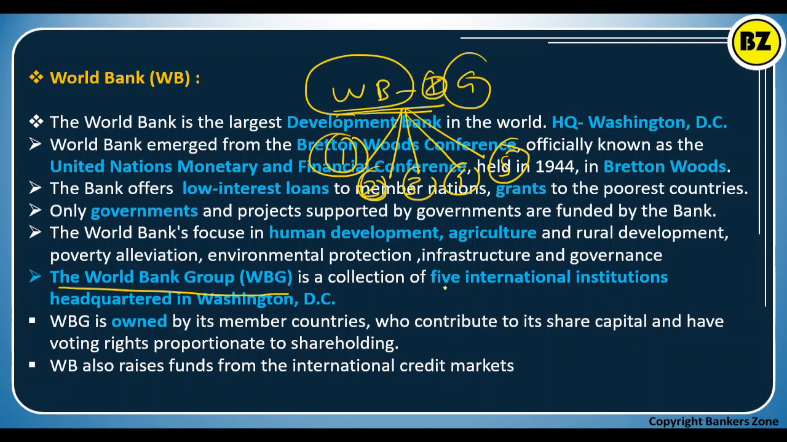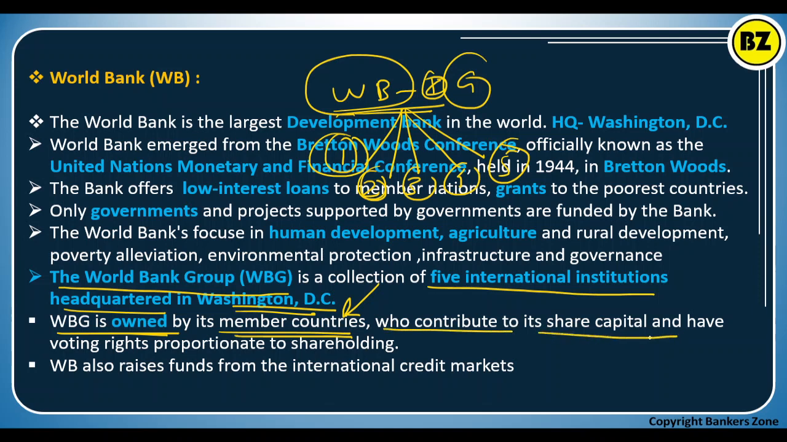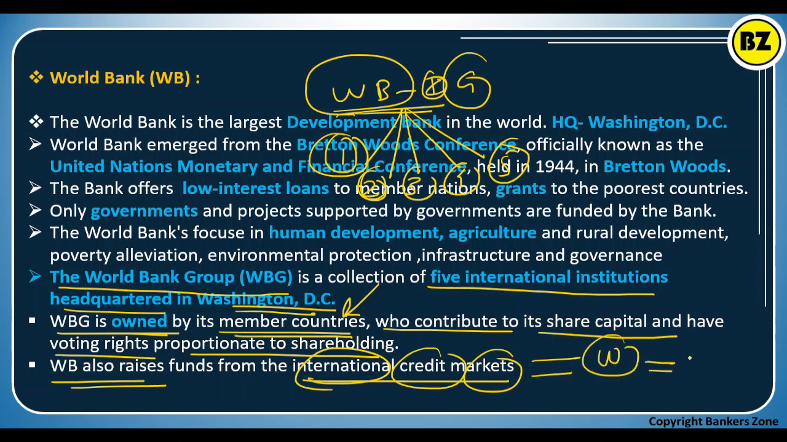The 5 international institutions having headquarters in Washington DC are called the World Bank Group. The World Bank Group is owned by its members. The members contribute to its share capital and have voting rights in proportion to their shareholding. World Bank also raises funds from the international credit market if needed.